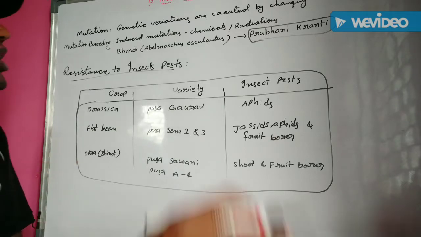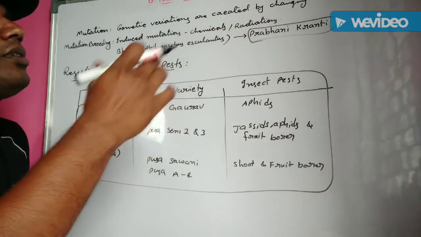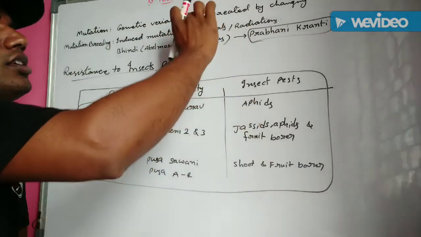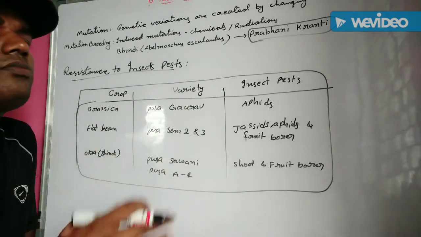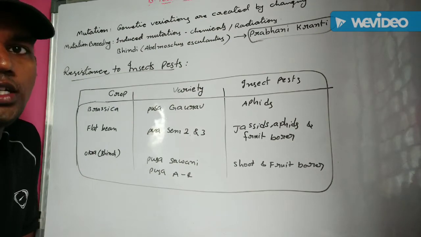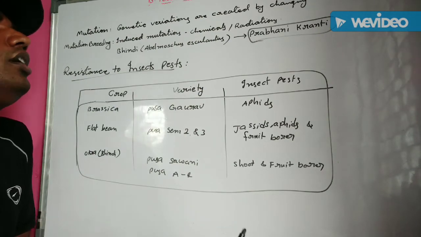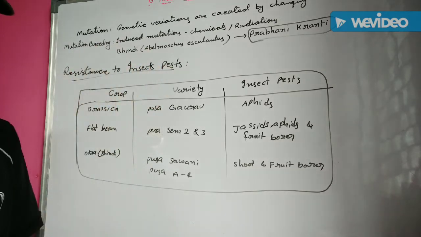This phenomenon, where induced mutations are created by chemicals or gamma radiations, is known as mutational breeding. Some mutational breedings are also helpful for resistance power in the wild species. Next one: plant breeding is helpful for resistance to insects and pests.